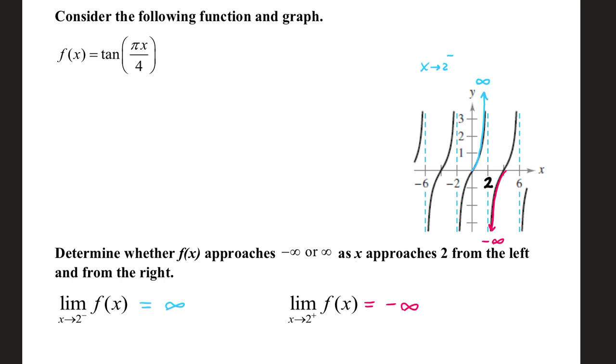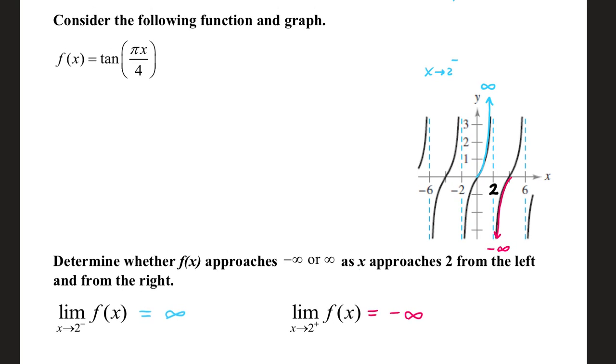The next function is tangent of pi over 4x. The graph of it is to the right of your screen. We are asked to focus on the vertical asymptote of positive 2. I've got it highlighted in black.